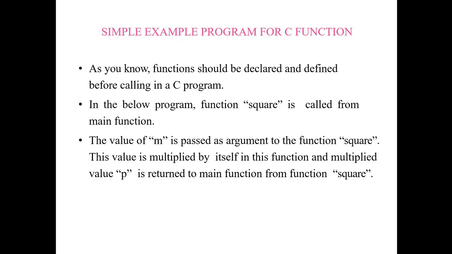And here is a simple example program for a C function. A function should be declared and defined before calling in a C program. In the below program, function square is called from the main function. The value m is passed as an argument to the function square. This value is multiplied by itself in this function, and the result is returned to the main function from the function square.